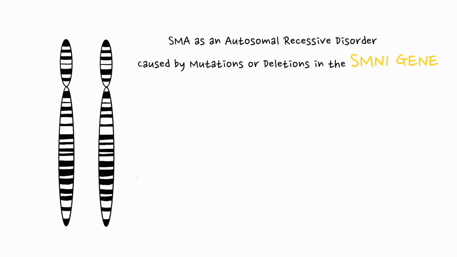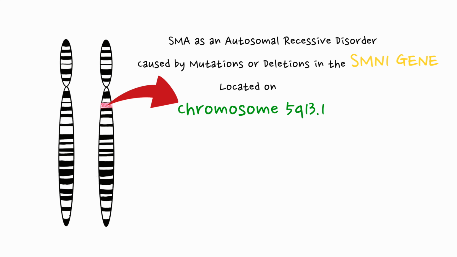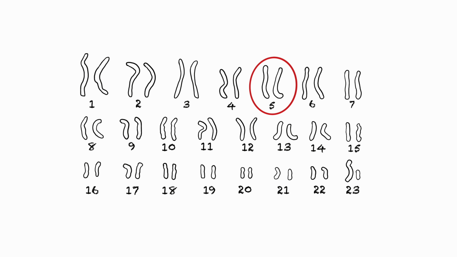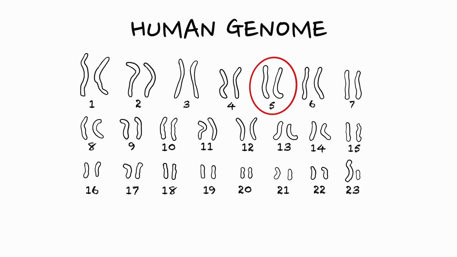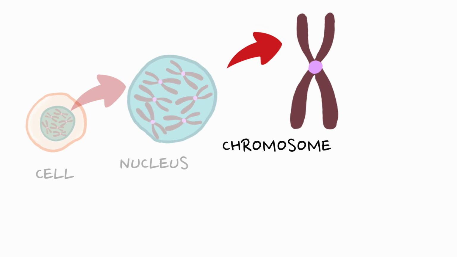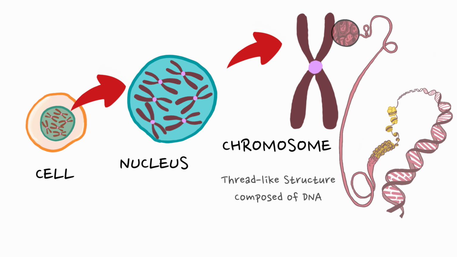SMA is an autosomal recessive disorder caused by mutations or deletions in the SMN1 gene, which is located on chromosome 5q13.1. Chromosome 5 is one of the 23 pairs of chromosomes found in the human genome. It's a crucial component of the genetic blueprint, containing thousands of genes that play vital roles in various bodily functions and traits. Chromosomes are located in the cell nucleus, and they are thread-like structures composed of DNA and proteins and serve as carriers of genetic information.